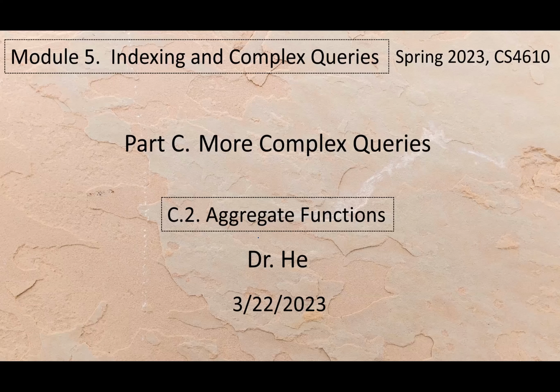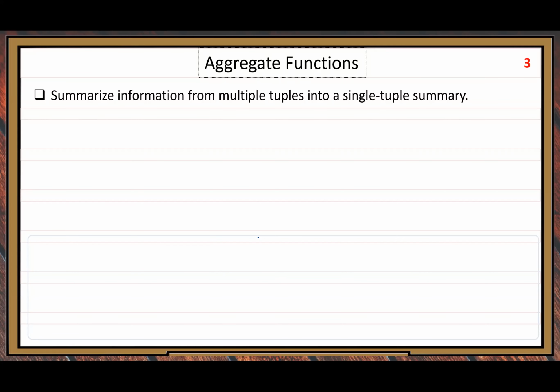All right. Next, aggregate functions. This part we also use a lot. Let's look at the common properties of aggregate functions. First, we use these aggregate functions to summarize information from a table into a single tuple summary. The returned result is a single tuple summary. Just one row.